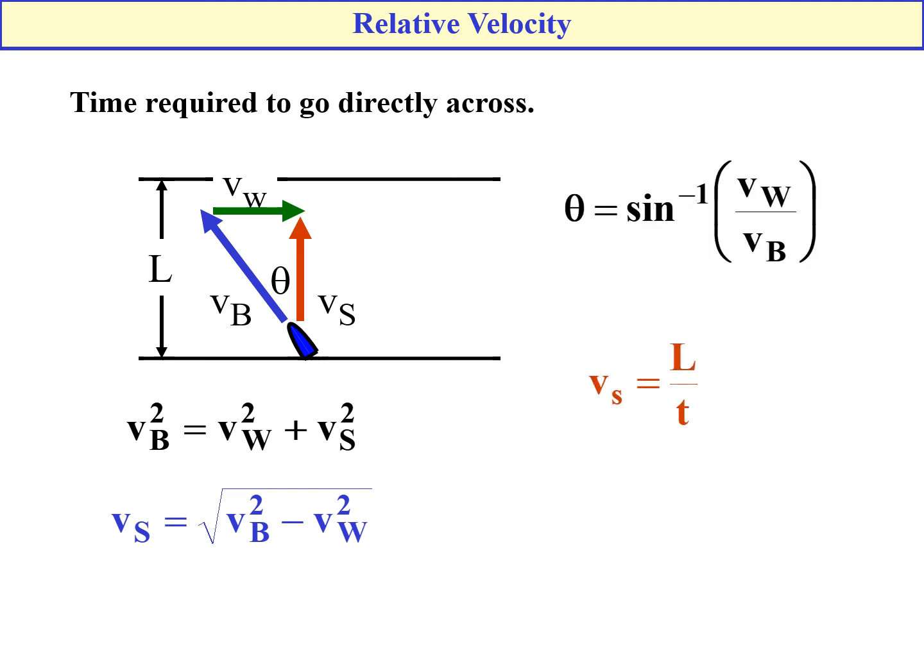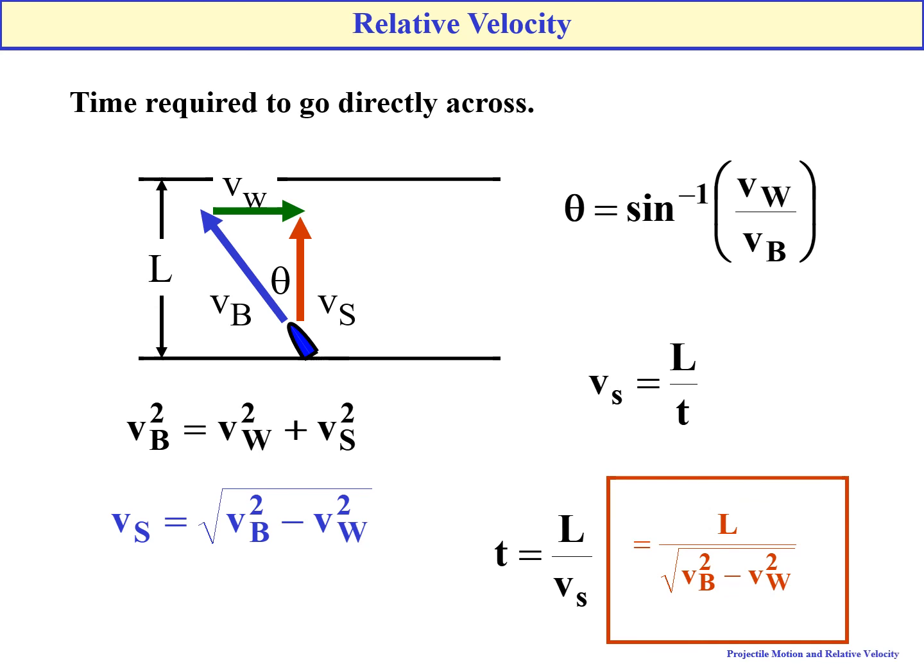And obviously the velocity relative to the shore is going to be the distance from one shore to the next divided by the total time, and then you can find that time using this equation as well: the length divided by the relative speed with respect to the shore.